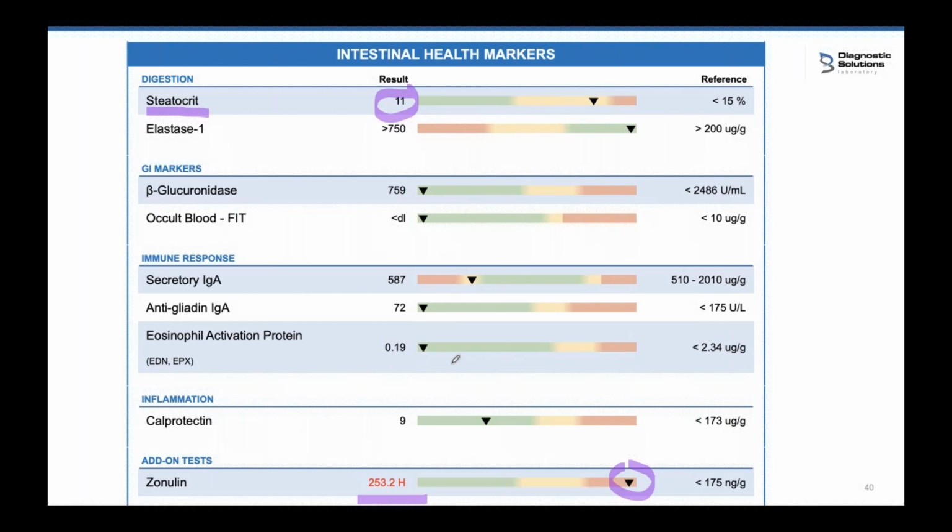Now, just one more thing I see here that could be optimized would be the secretory IgA, because we know the secretory IgA is important for the clearance and reduction of virulence in Candida. And this is just within range. 510 is the bottom of our range. I'd like to see this at least 800 for good, strong immune function. So I would likely be supplementing some immune support in the short run.